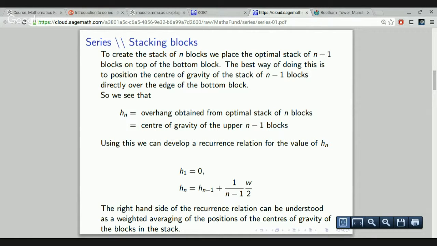If we use this idea of locating the center of gravity, we get this recurrence relation for Hn. So the overhang you get for n blocks is the center of gravity of the upper n-1 blocks, and then you're adding a new block. So where is its center of gravity? Well, the center of gravity of the new block is kind of halfway along the block, but there's an averaging process. You only add on this fraction, 1 over n-1, of the location of the center of gravity of the new block that gets added to the existing stack. So we get a recurrence relation.